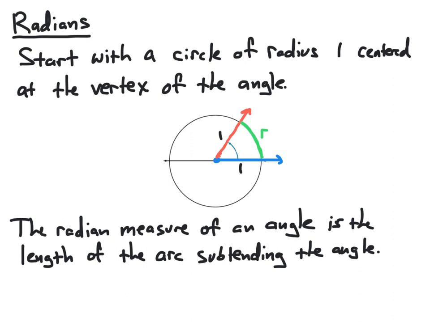Notice that our positive and negative conventions will also hold here. In this case, this is a positive angle because the initial side is rotated in the counterclockwise direction to get the terminal side, and therefore this would be a positive radian measure. If, however, we rotated the initial side clockwise to get the terminal side, we would look at the arc length, which would be a positive number, but the actual radian measure would be negative.